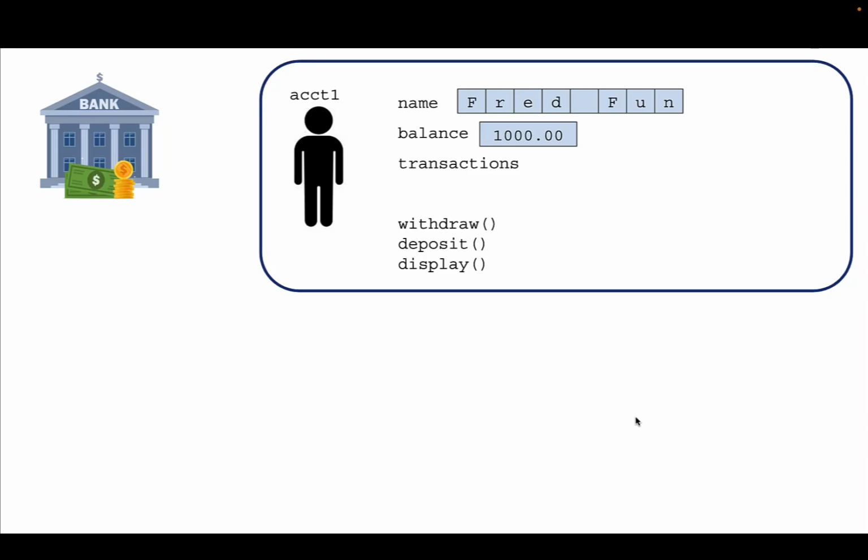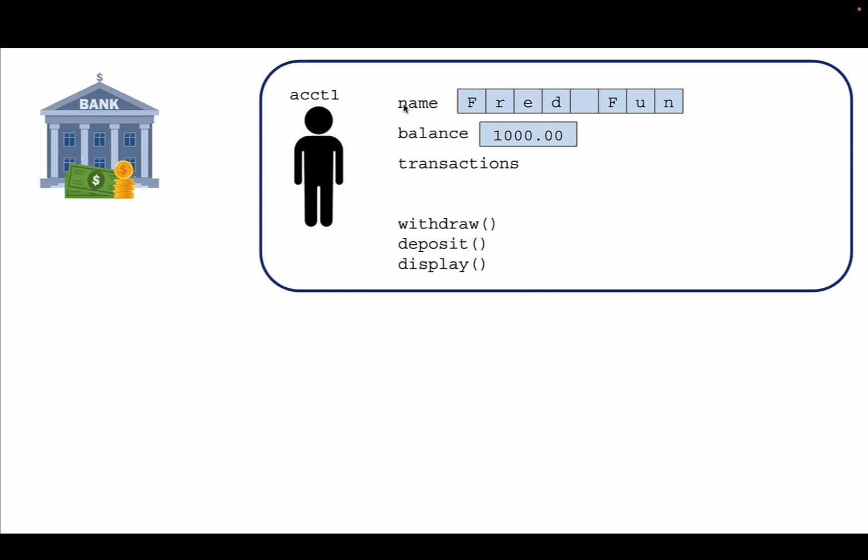Before we implement the methods in our bank account class, let me just give you an overview of what classes and objects look like in memory. So once we've created our class, we can create objects. And so let's say I've created an object and I've named that object account 1.